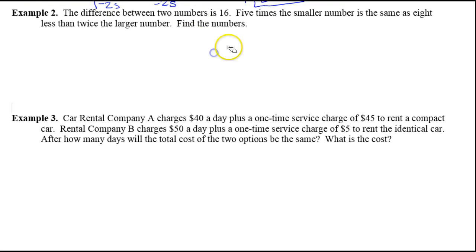The difference between two numbers is 16. 5 times the smaller number is the same as 8 less than twice the larger number. Find the numbers. First, we need to define our variables. So let's let b equal the larger number. I was saying b for big, but if they're saying larger, maybe I'll use L. Let's let L equal the larger number, and we will let S equal the smaller number.